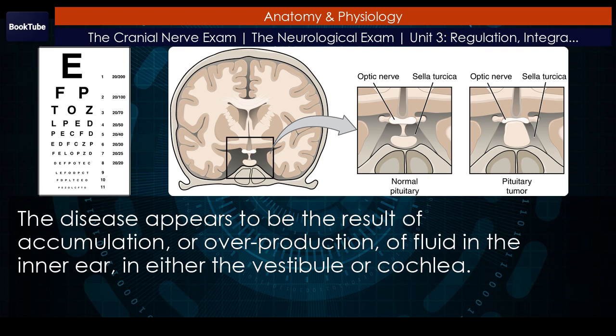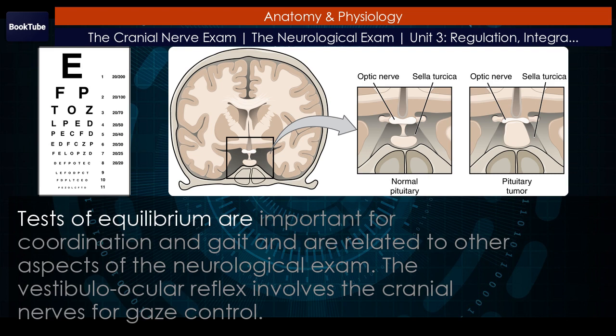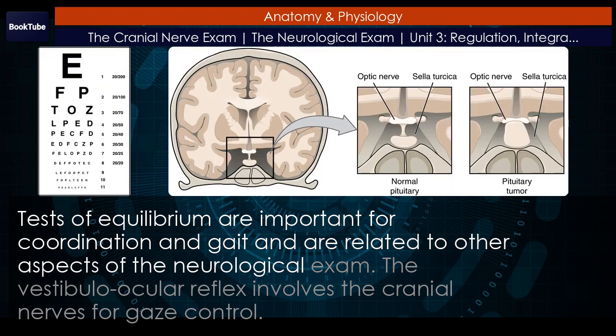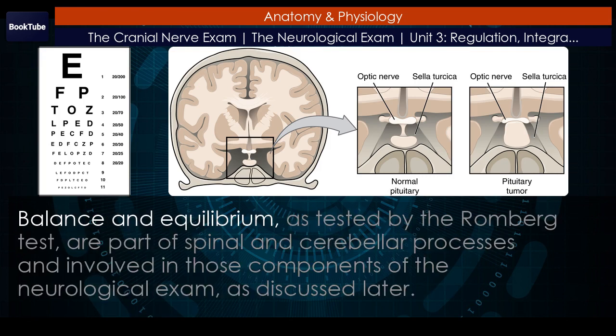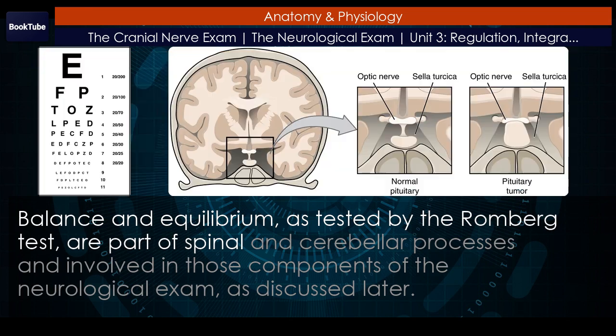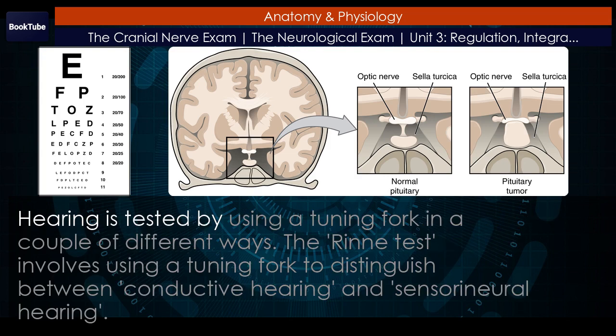vestibule or cochlea. Tests of equilibrium are important for coordination and gait and are related to other aspects of the neurological exam. The vestibulo-ocular reflex involves the cranial nerves for gaze control, while balance and equilibrium, as tested by the Romberg test, are part of spinal and cerebellar processes and involved in those components of the neurological exam. As discussed later, hearing is tested by using a tuning fork in a couple of different ways.